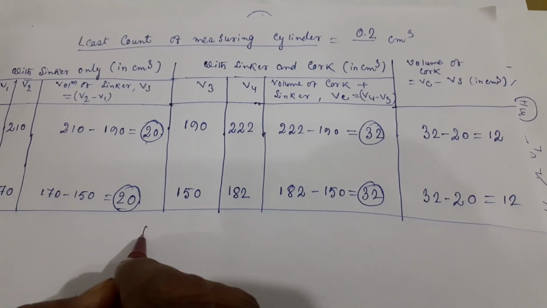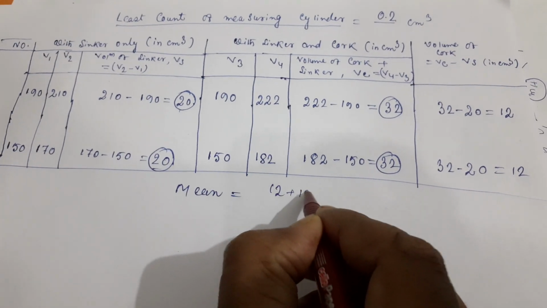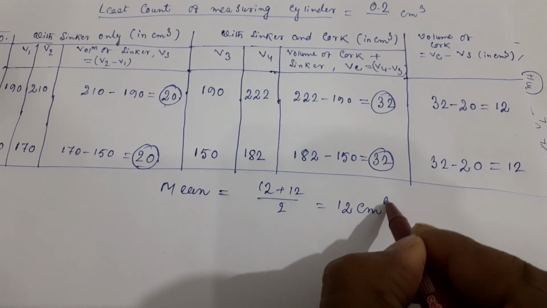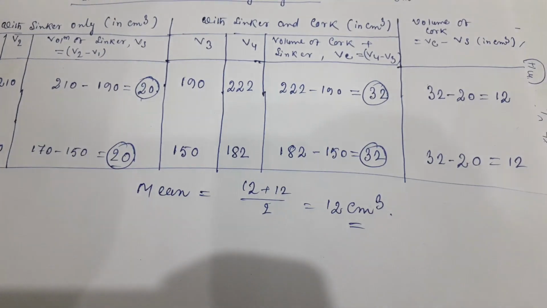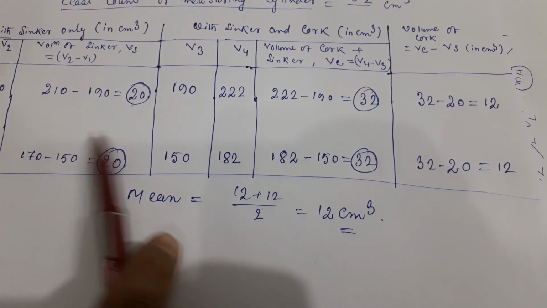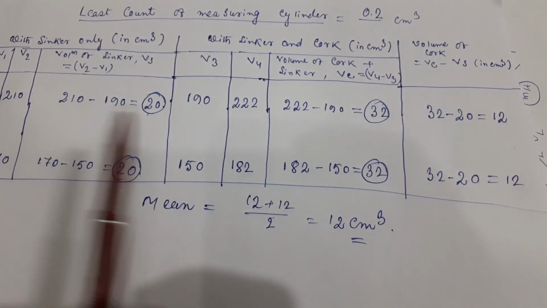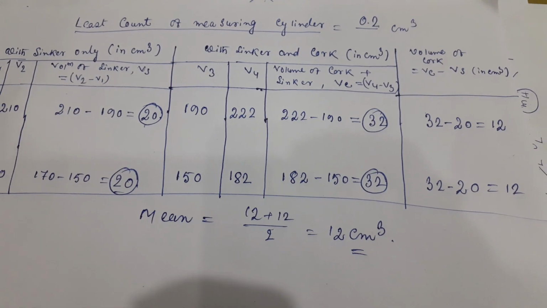Now if you calculate the mean here, then definitely you can understand that 12 plus 12 divided by 2, that means simply 12 centimeter cube will be the actual volume of the cork. So with the help of this apparatus we can easily measure that. So all these things you have to write in the copy. Simply these things you will write down, and that is your experiment. Okay, so thank you.